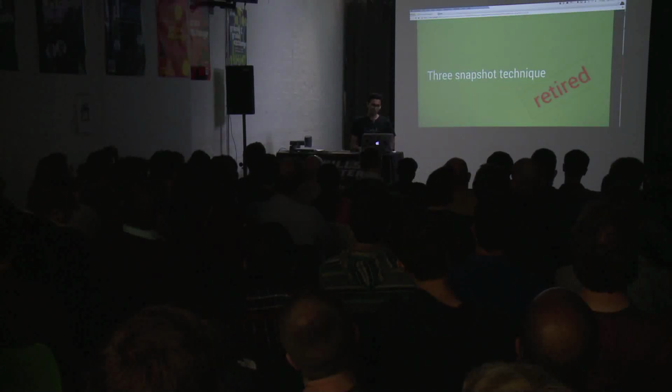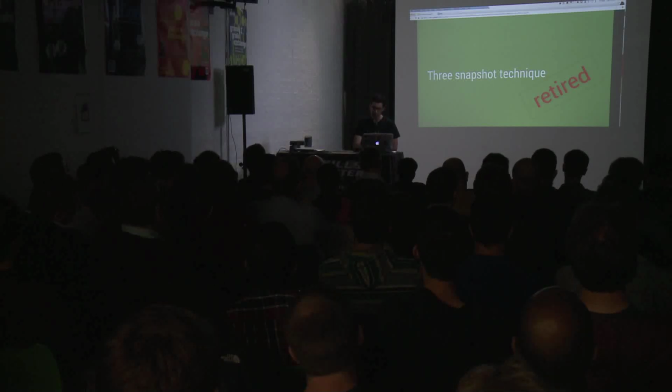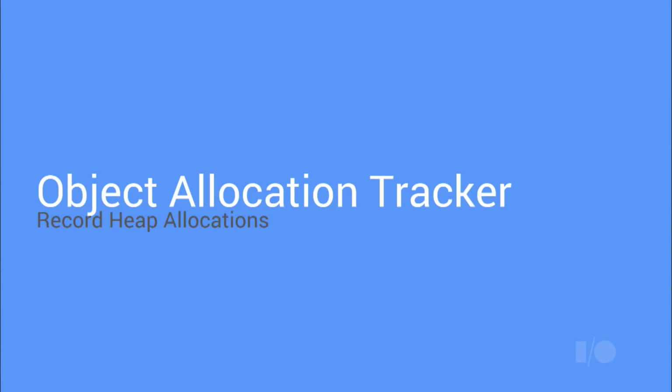Profiling memory leaks. Some of you may be familiar with the three snapshot technique, which we've had in the DevTools docs for a few years. We've recently retired that technique. The basic idea there was that you started from a steady state and then performed a number of different snapshots and compared what happened between those snapshots to understand whether or not you had a leak. What we replaced that with over time, sorry I'm skipping through this because of time, is the object allocation tracker I was showing you earlier on.